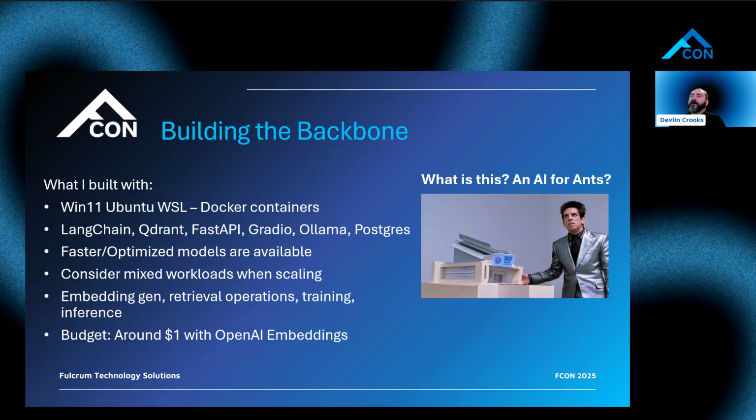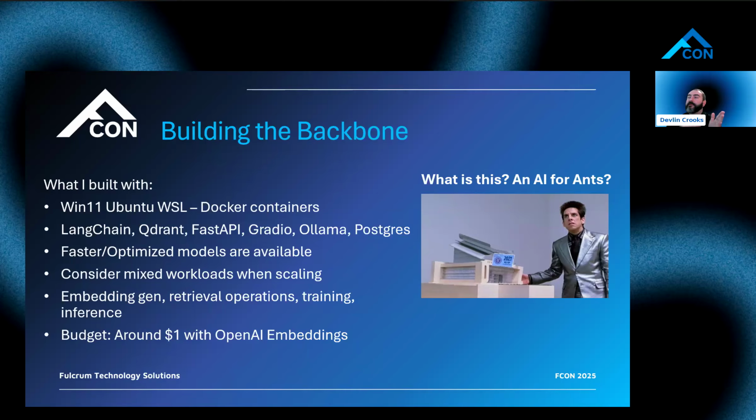Now we're going to build the backbone. When I built this, it's on Windows 11, Ubuntu WSL, Docker containers, and it is an AI for ants. It's tiny. I use LangChain. Really, it only took 3 or 4 scripts, maybe 100, 200 lines. That includes Qdrant, FastAPI, Gradio, indexing with LangChain, Ollama, and Postgres. The Docker Compose was 20 lines, very simple. But it's not very secure because it's just running Docker local.